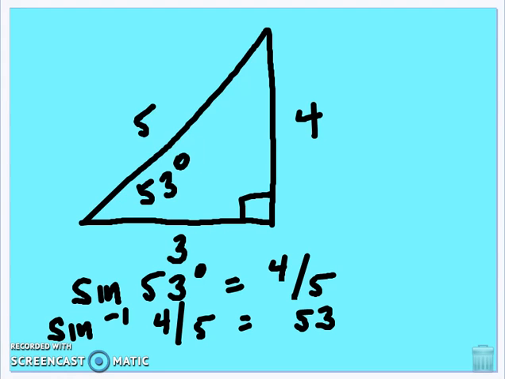Okay, so this is just another look at the same problem that I gave to you. It ends up being that the x value is 53 degrees, and if we look at it in this way, sine of 53 degrees is equal to 4/5. The inverse sine of 4/5 is equal to 53 degrees. And then if you were to evaluate the cosine of 53 degrees, approximately you should get 0.6 for your value, or 3/5.